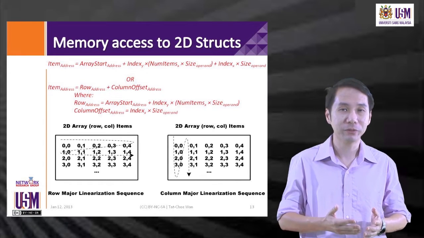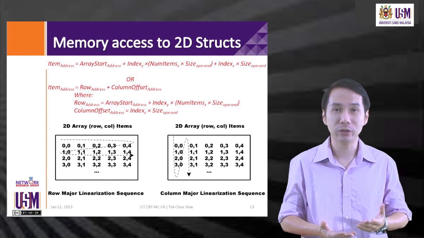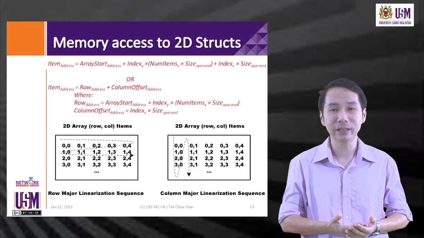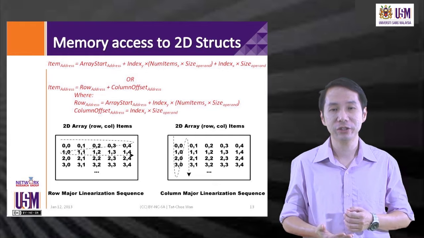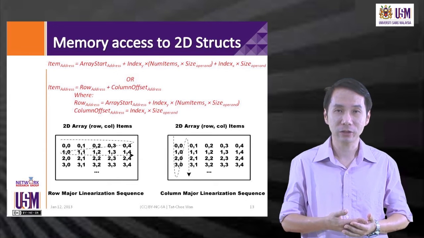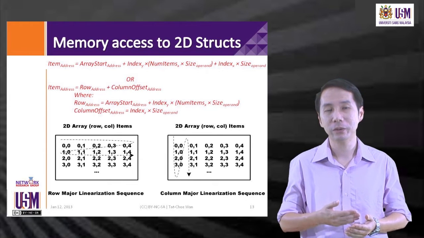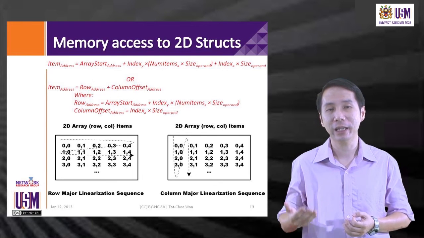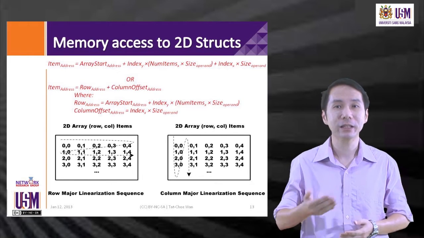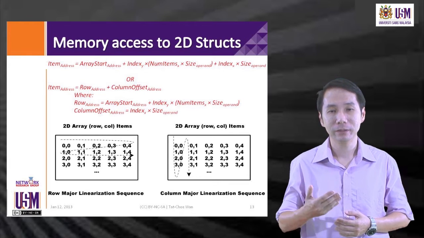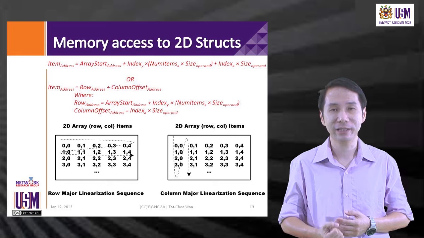We have to map it from a two-dimensional representation to a linear representation. Now, in the C language, the representation used is called row major linearization sequence, which means that we start from the beginning, the top row, and we move for every column item in the row in sequence until we reach the end of that row, and then we start with the second row and put it into memory. This is used in languages such as C.